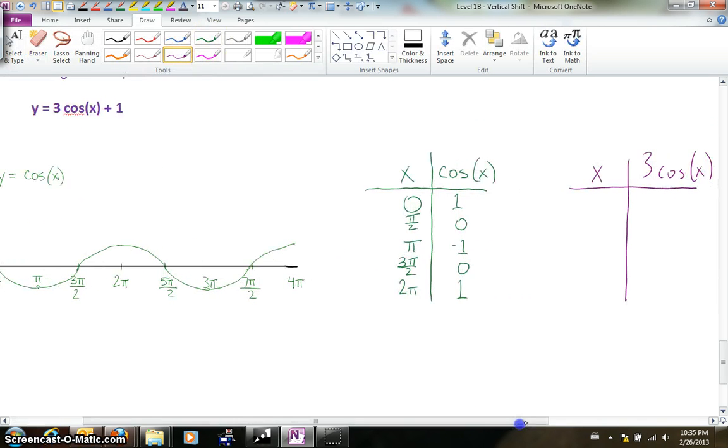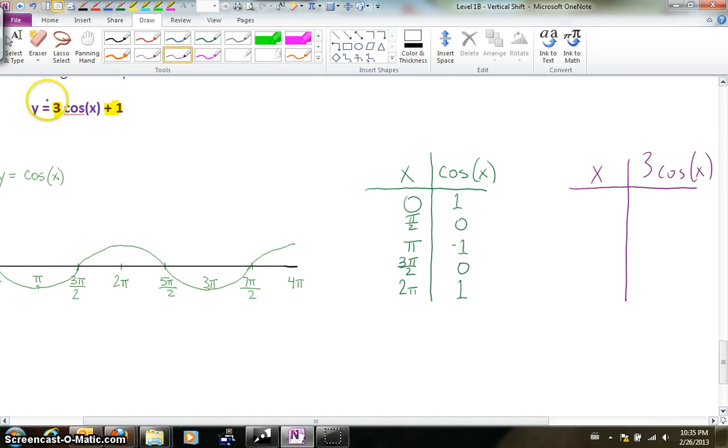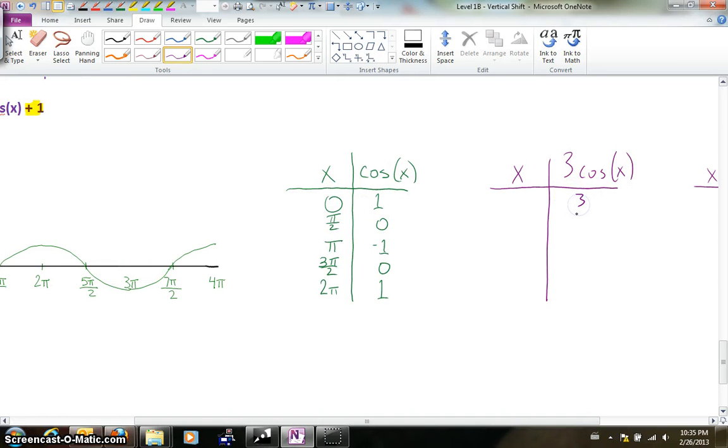Here's our basic cosine chart. Notice we have both an amplitude change and a vertical shift. The amplitude change comes first, so we're going to go ahead and triple all of our x coordinates. No, we wouldn't triple our x coordinates. With our amplitude, we're going to triple our y coordinates. And so we're left with 3, 0, negative 3, 0, and 3. Our x coordinates are staying the same.